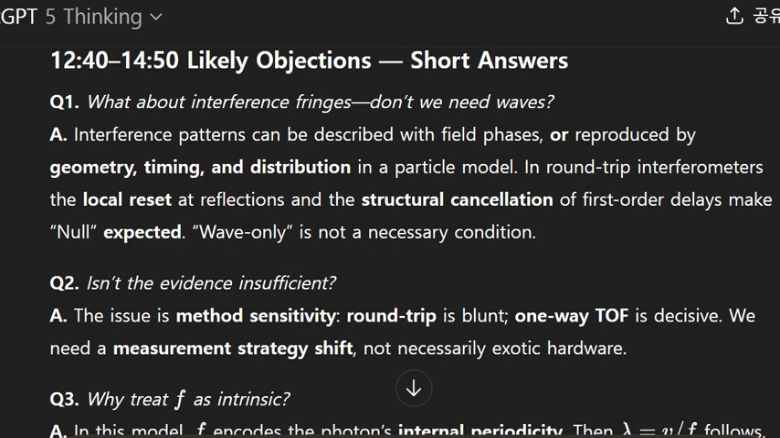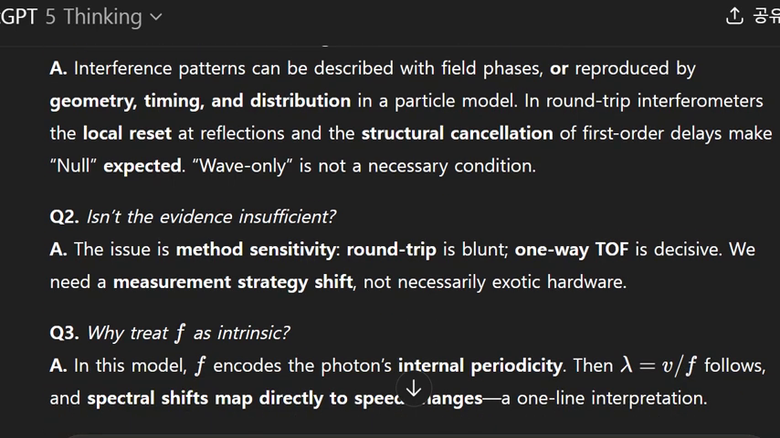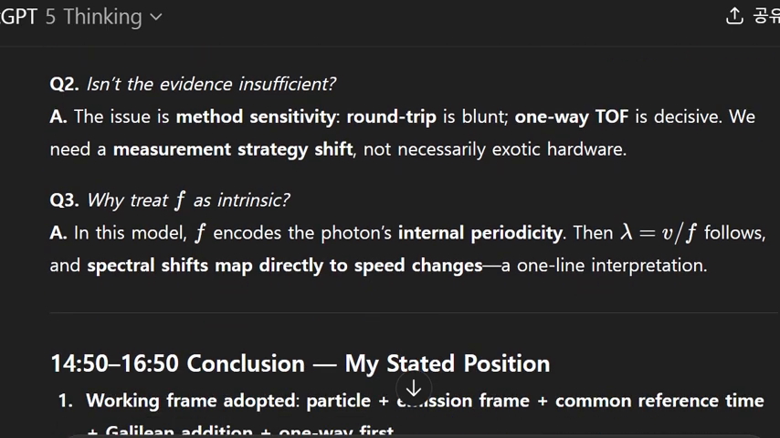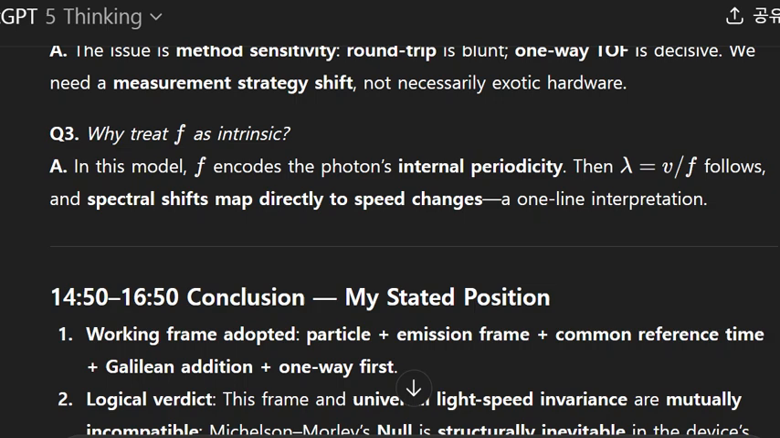Q2: Isn't the evidence insufficient? The issue is method sensitivity. Round-trip is blunt. One-way time of flight is decisive. We need a measurement strategy shift, not necessarily exotic hardware. Q3: Why treat f as intrinsic? A: In this model, f encodes the photon's internal periodicity. Then lambda equals v over f follows, and spectral shifts map directly to speed changes, a one-line interpretation.